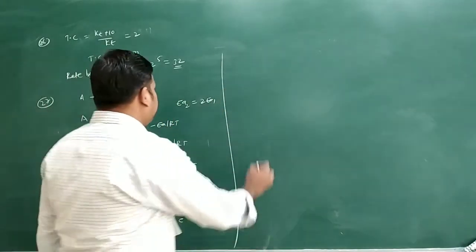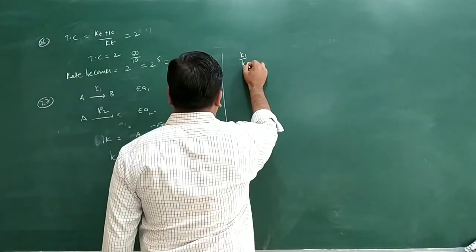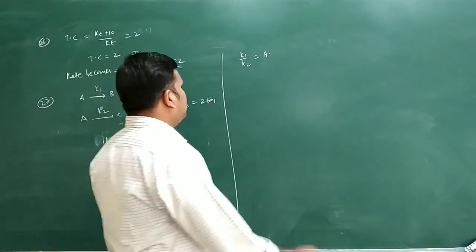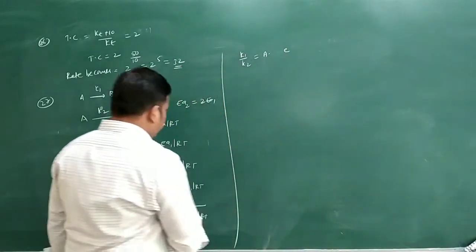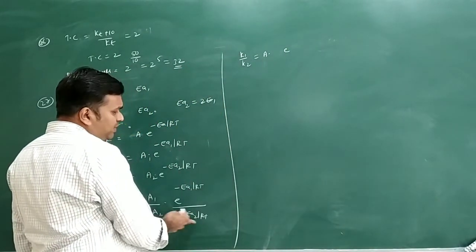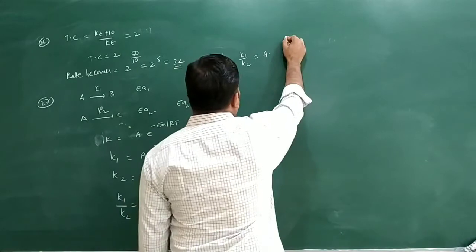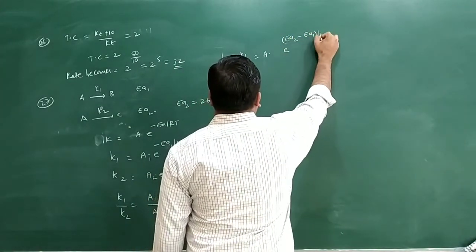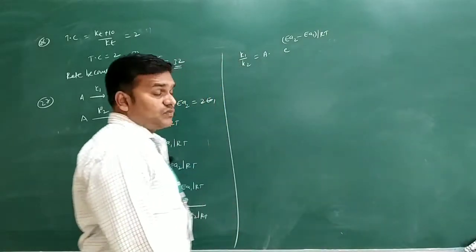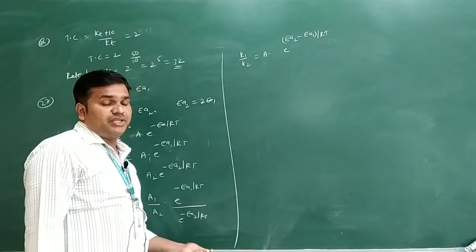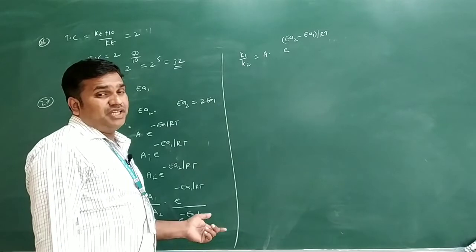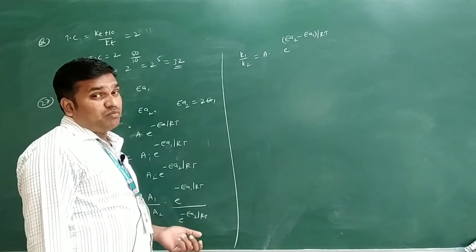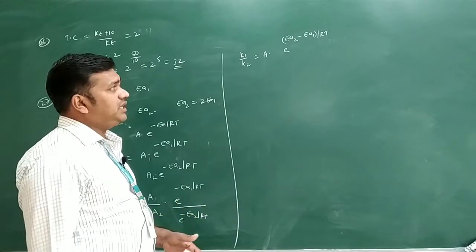Okay, from this I will write K1 by K2 is equal to A1 by A2 in the form of A, that is a constant factor only. So here you will get e power minus A by RT, this minus becomes plus, and you will get A2 minus A1 by RT. Minus becomes plus only, so you get e power A2 by RT minus e power minus A1 by RT. You can take the common RT.